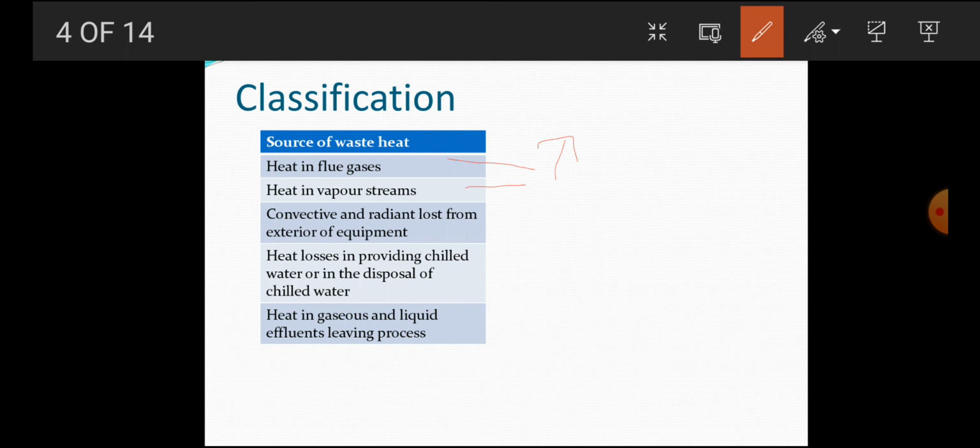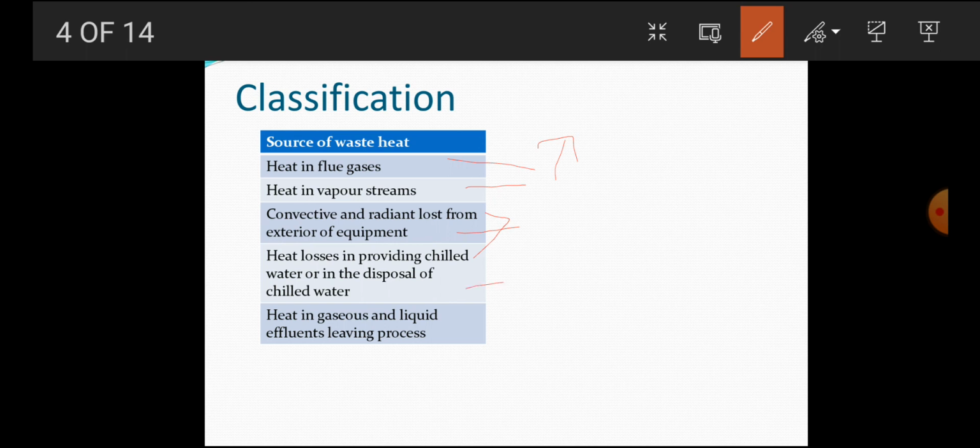Then convective and radiant heat lost from the exterior of the equipment. This is low grade. If collected, it may be used for space heating or air preheating. So it can be used for heating only. You cannot convert it into work.